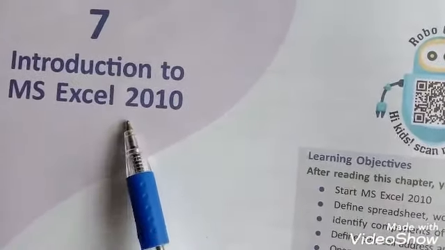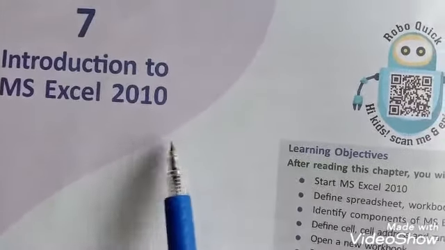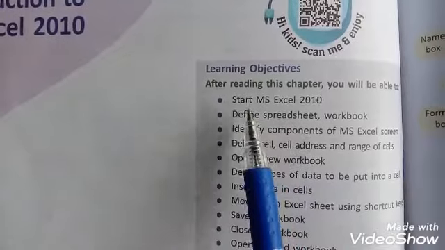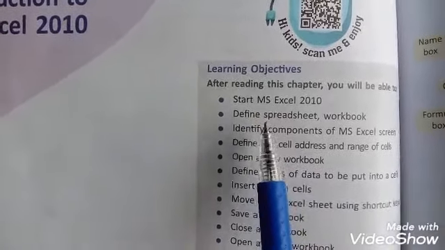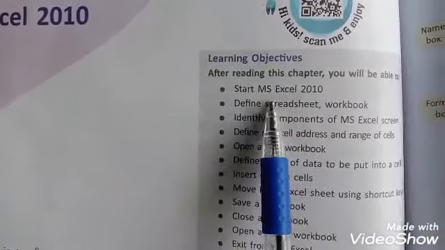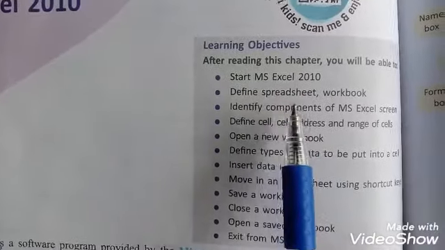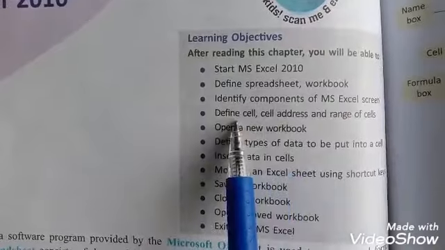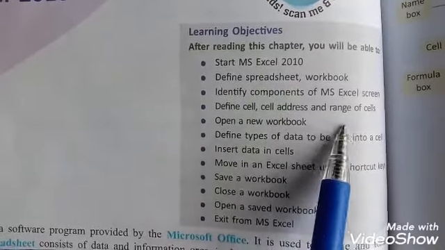Now we are going to start chapter number 7, Introduction to MS Excel 2010. After reading this chapter, students will be able to discuss different points related to Excel: start MS Excel 2010, define spreadsheet and workbook, identify components of the MS Excel screen, define cell, cell address and range of cells.